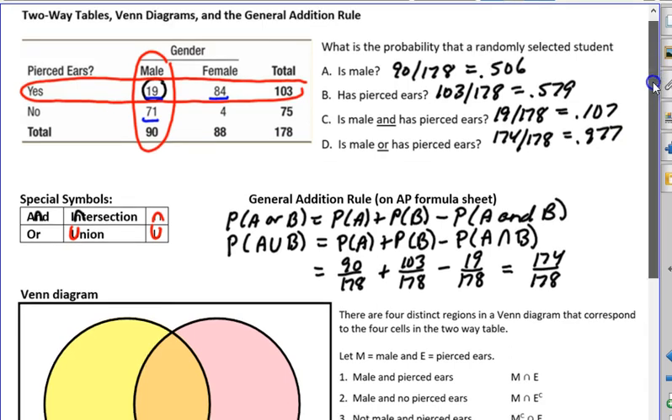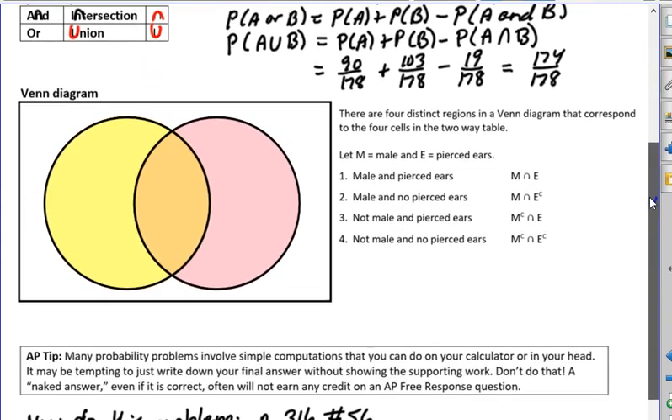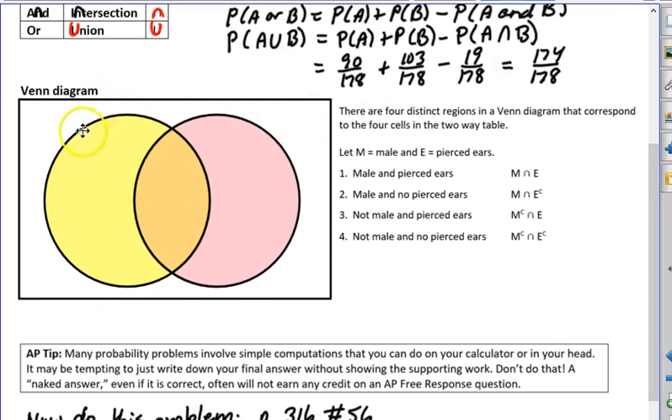Here's another way to organize the same information. In a Venn diagram, one circle represents one category and one variable, and one circle represents the other. So we'll have this be male, or I should say one event, and this is pierced ears.